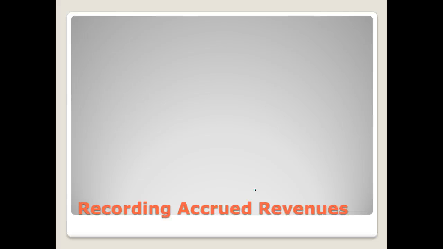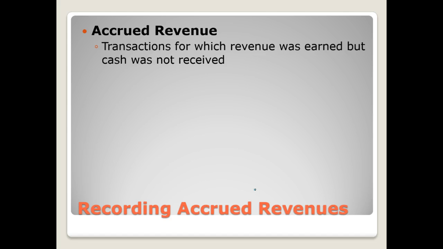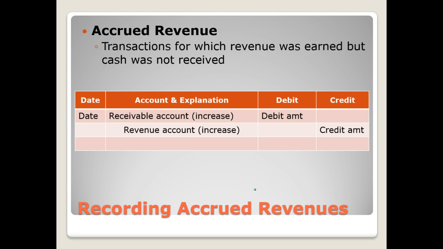Let's talk about accrued revenues. Remember, these are transactions that are not yet recorded for revenue that has been earned. So when we journalize an accrued revenue transaction, we always end up having a receivable account, which is an asset account. And if that's the case, when we increase an asset, we have a debit.